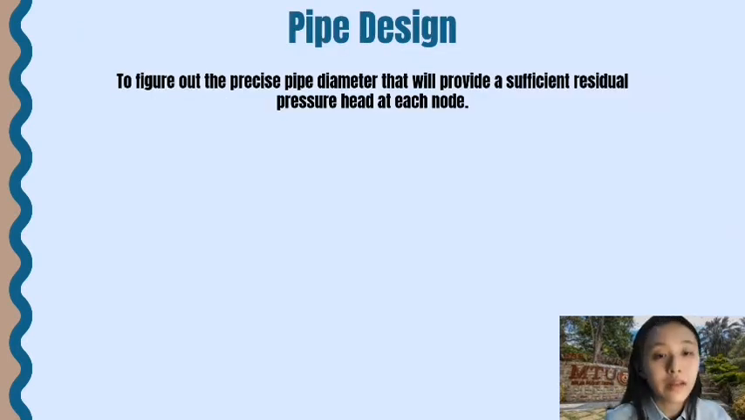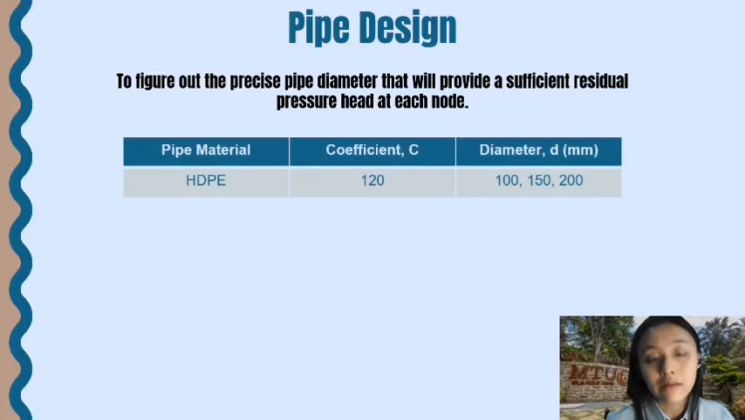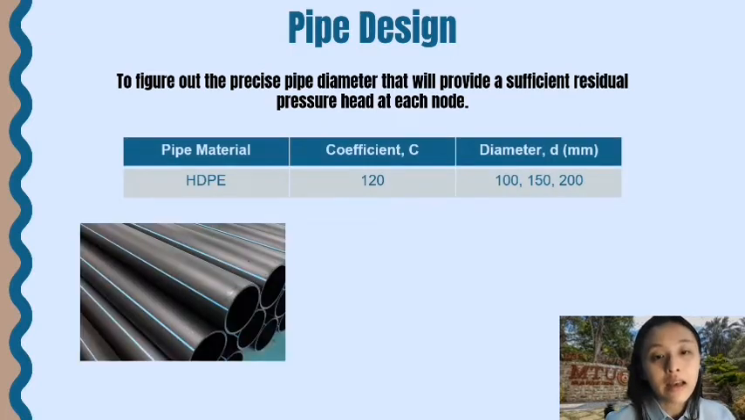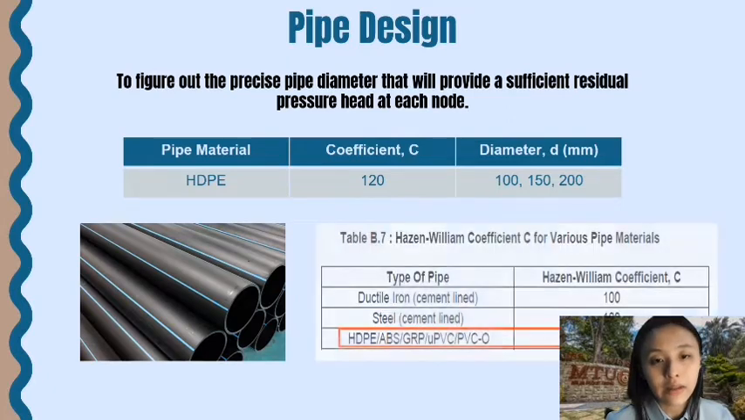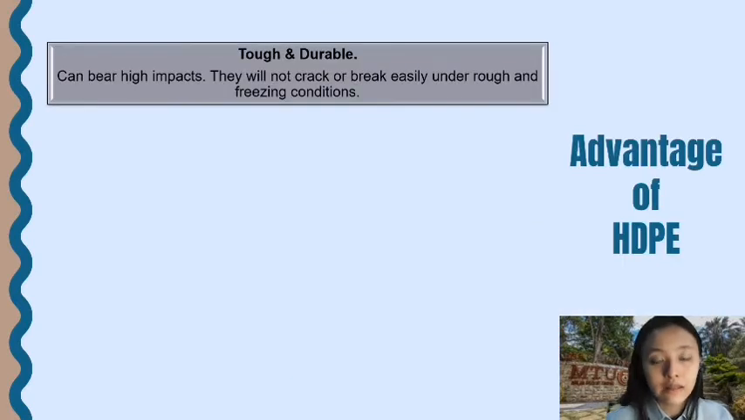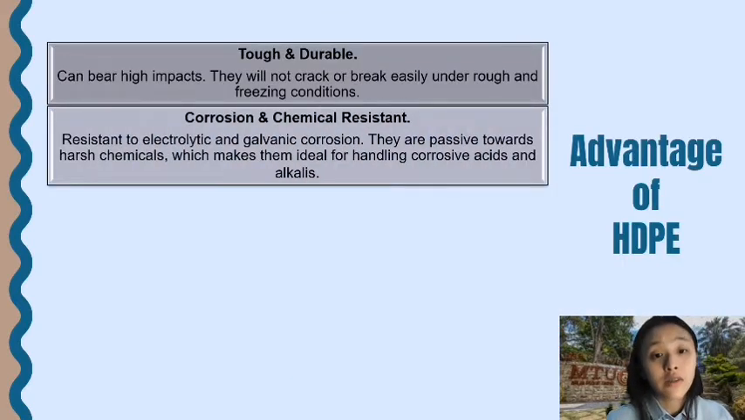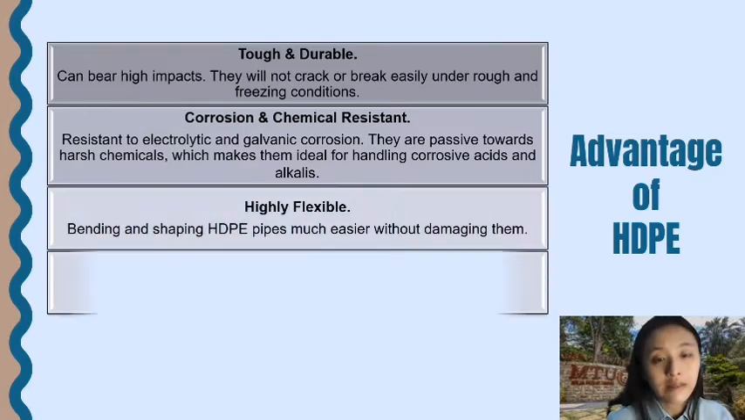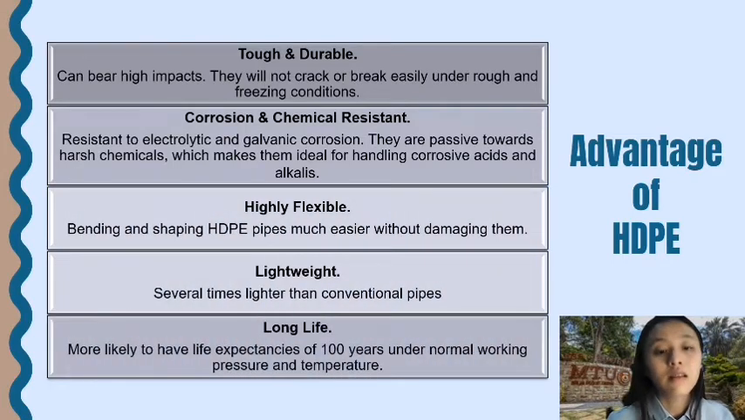We are required to figure out the precise pipe diameter that will provide a sufficient residual pressure head at each node. For our group, we agreed to use HDPE as the pipe material, and this is the diagram. The Hazen-Williams coefficient is 120, which can be obtained from Table B7. The diameters we are using are 100, 150, and 200 mm. HDPE is chosen because it is tough and durable, corrosion and chemical resistant, highly flexible, lightweight, and has a long life.